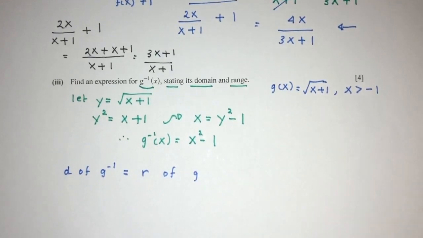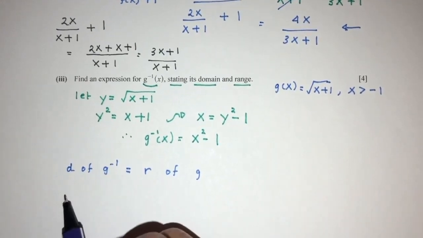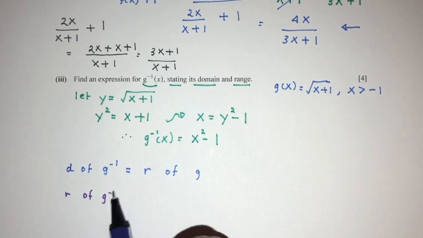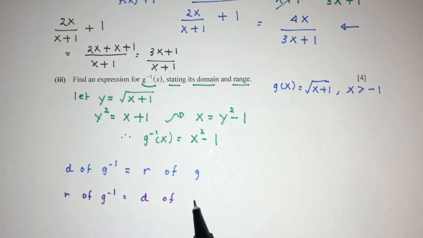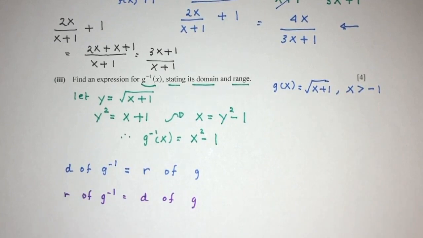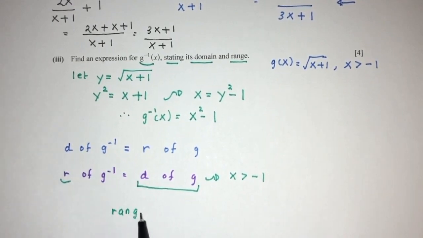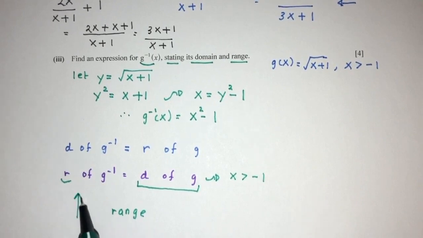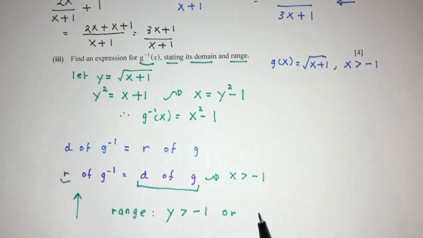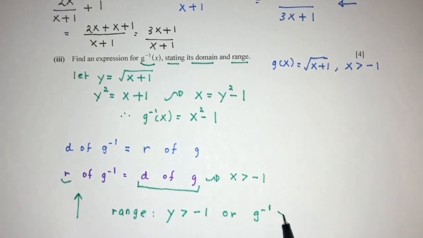Something else we know is that the range of g inverse has to be the domain of g. But here we know something already, which is this one. The domain of g is given to us by x is more than minus 1. If you want to write the range of g inverse, the range is the vertical value, which is the y value. You can write y is more than minus 1, or you can write g inverse is more than minus 1. So this is the range of g inverse.